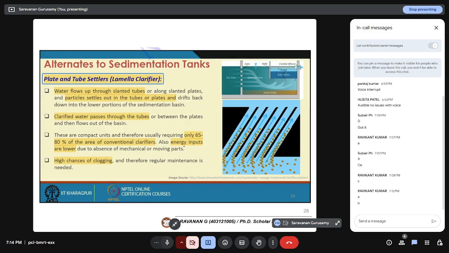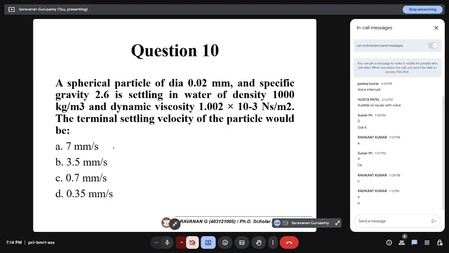Yeah, see, plate and tube settlers are the types of sedimentation tank where 60 to 80% of the conventional clarifier area is required. The other 40% is not required. Okay, try to solve this problem.